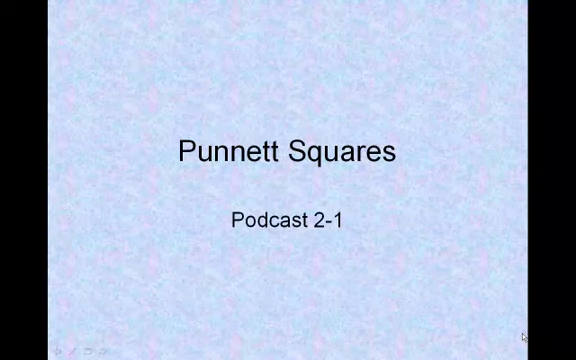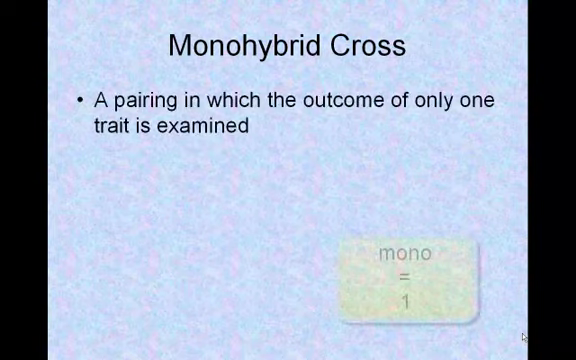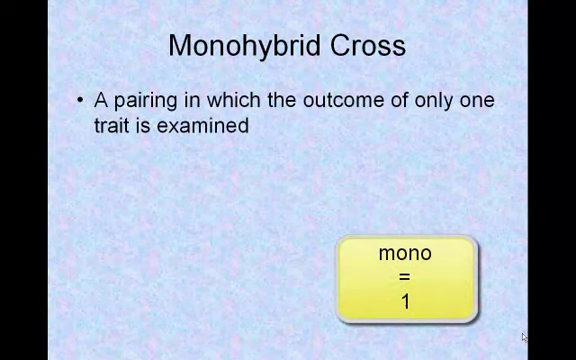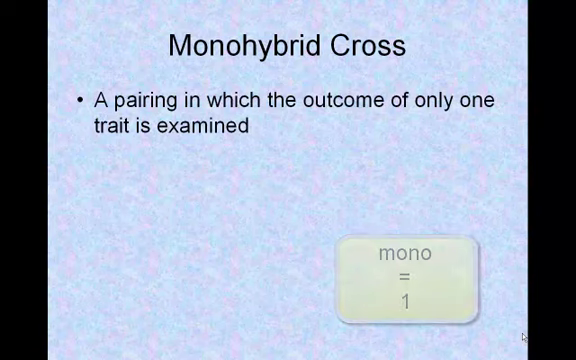Hello, this is Mrs. Kohler, and today you're going to learn how to make a Punnett square. The first term that you need to know is called a monohybrid cross. Mono means one and hybrid means to mix up. So it's when you cross two individuals and see the outcome of a single trait.